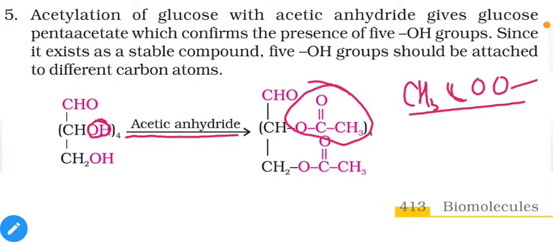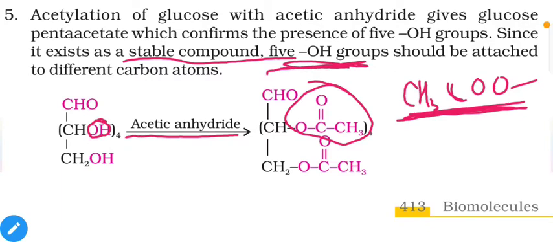Now if a compound is stable, then it suggests one single carbon does not contain two OH groups. Otherwise, this type of large group will try to attach to the same carbon and it will make the compound unstable. So here, as mentioned, we have a stable compound. That means all the 5 OH groups are attached to different carbons. So we can rewrite the structure like this.